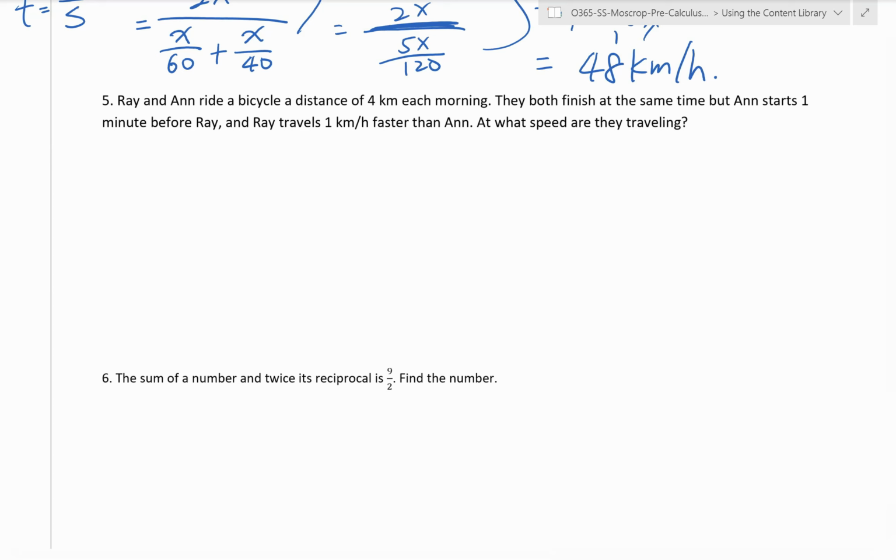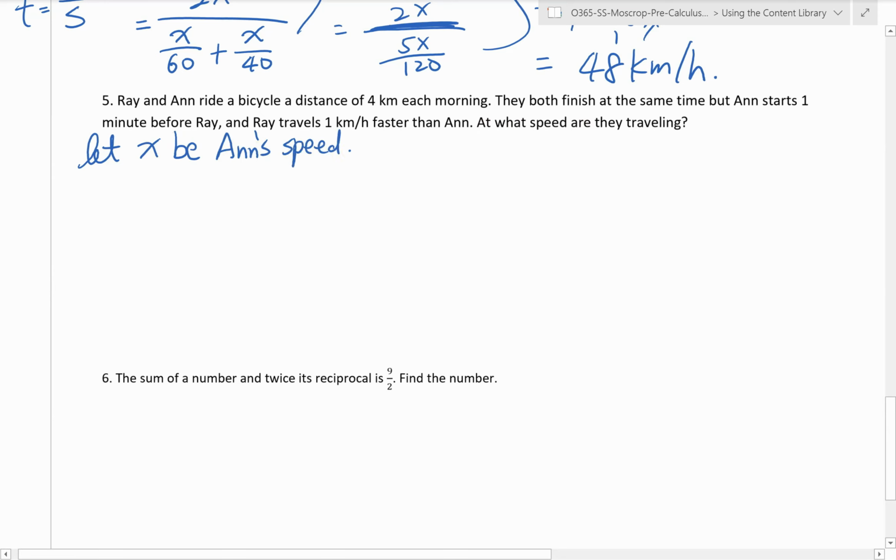So again, let's just write down our let statement first, okay? The question is, at what speed are they traveling? So I'm going to say let x be, whose speed do I want it to be? Let me say x is Ann's speed. Okay, if x is Ann's speed, then Ray's speed is, well, it's 1 kilometer per hour faster, so it will be x plus 1. Right? If x is Ann's speed, then Ray's speed will be x plus 1 because he's going 1 kilometer per hour faster.